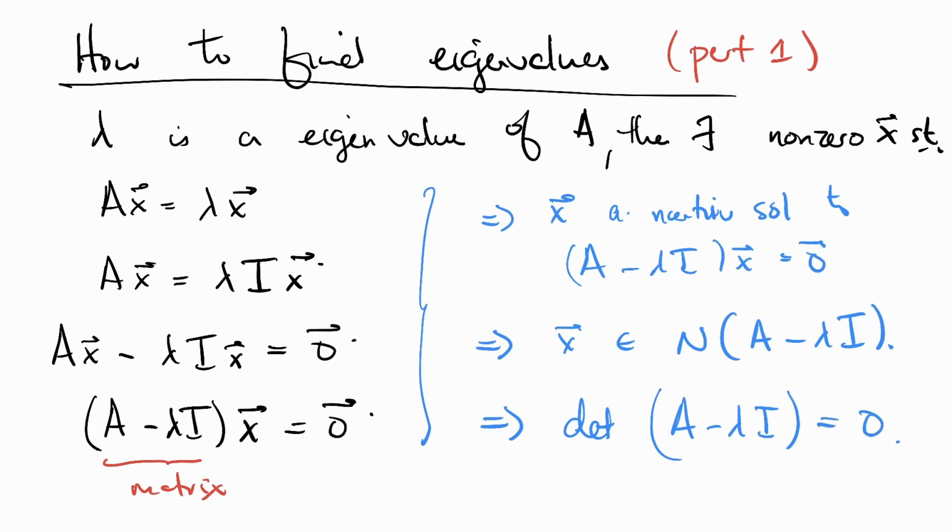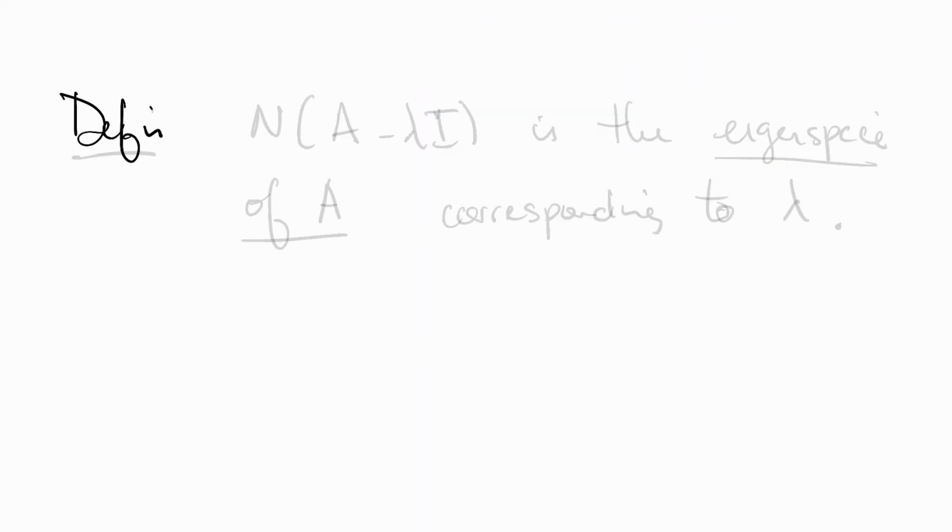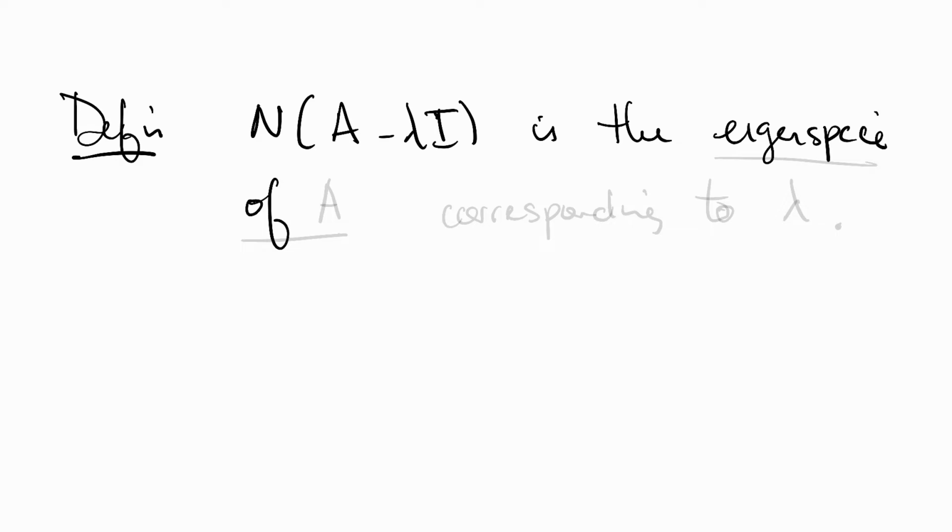Okay. Definition. Before we do some examples, the null space of A minus lambda I is the eigenspace of A corresponding to the eigenvalue lambda. That's because anything in this null space will be an eigenvector corresponding to lambda.